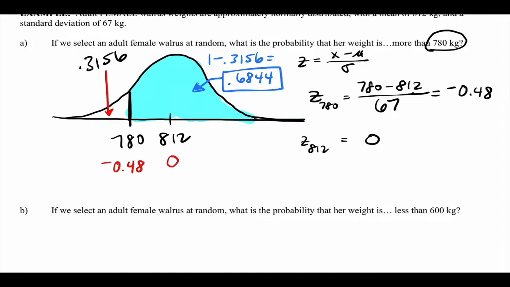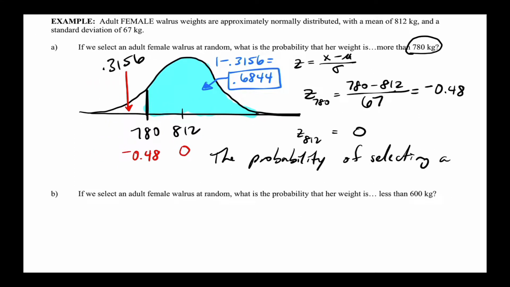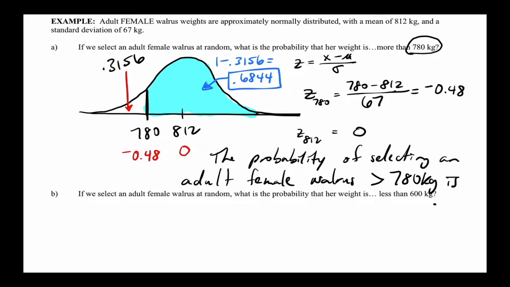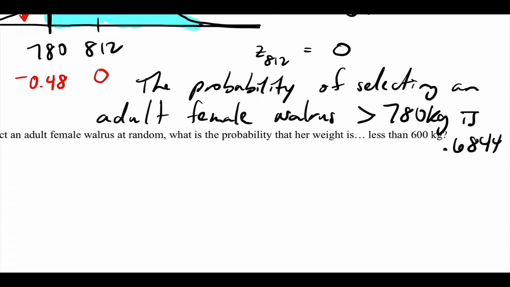So we write the probability of selecting an adult female walrus more than, so I'm going to use greater than 780 is 0.6844. The probability of selecting an adult female walrus greater than 780 kilos is 0.6844. That's what it means. It answers the question.